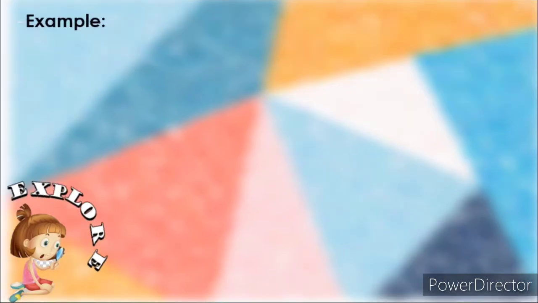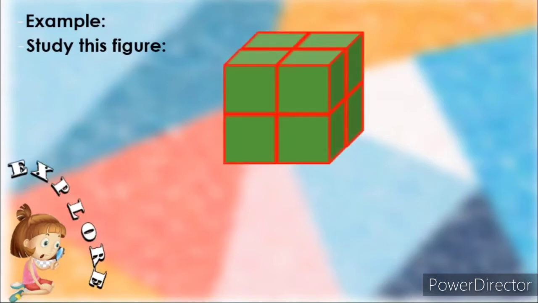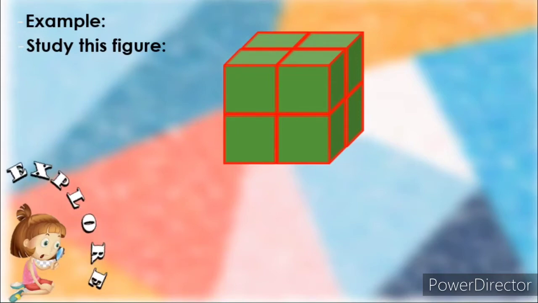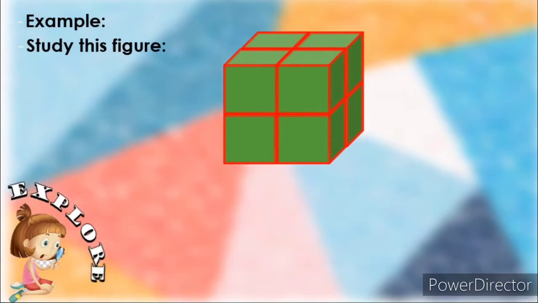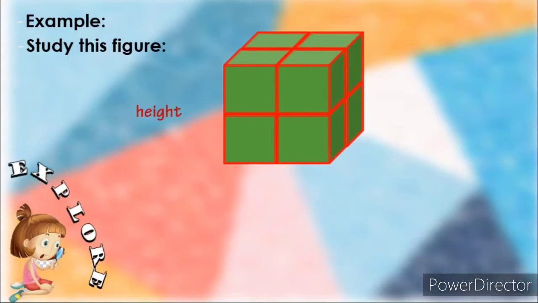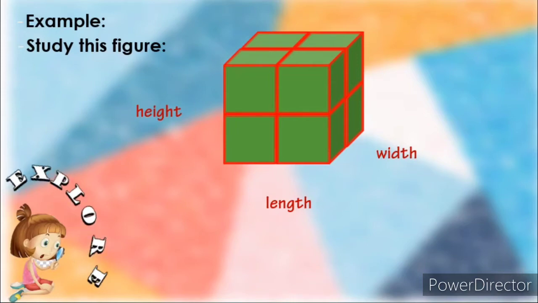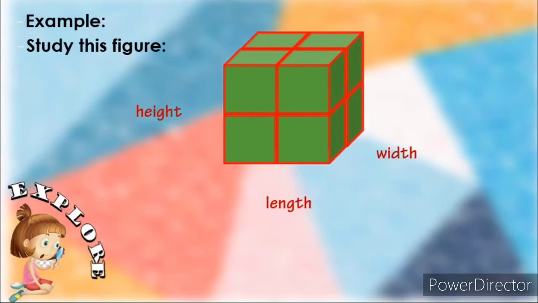Let's have another example. Study this figure. These are the standard units of measure of volume. To determine the volume, we count the number of cubic units in a given solid. We have here the height, width, and its length. For example, the figure below. It has 8 cubes. So the volume of the given solid figure is 8 cubic units.